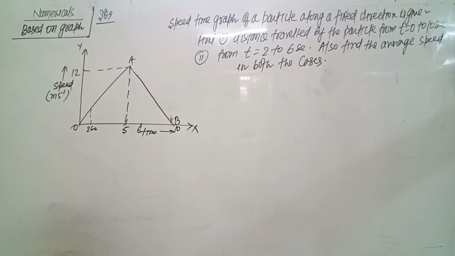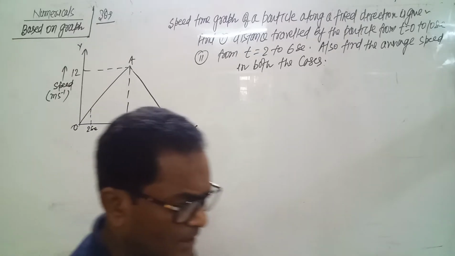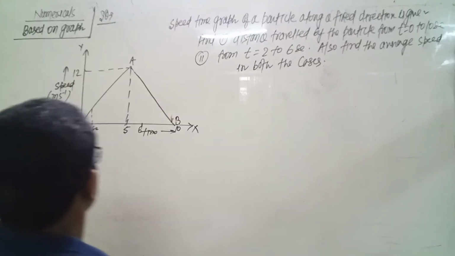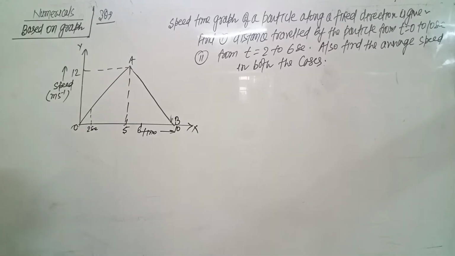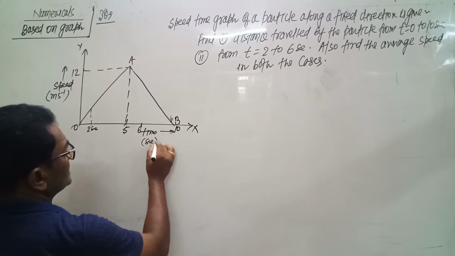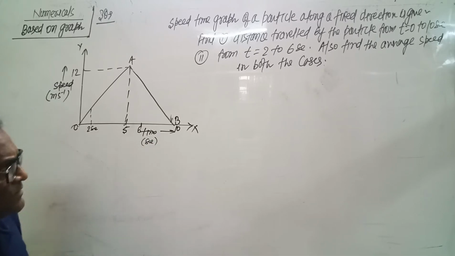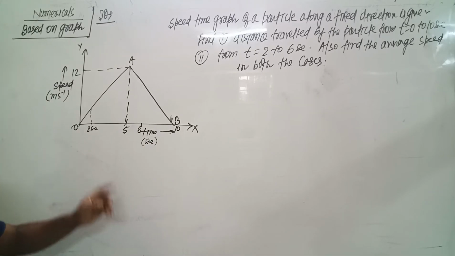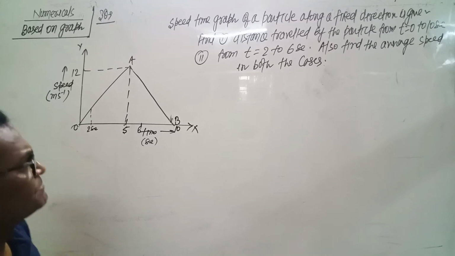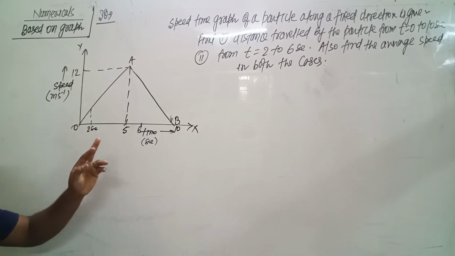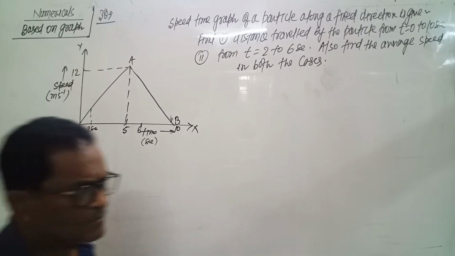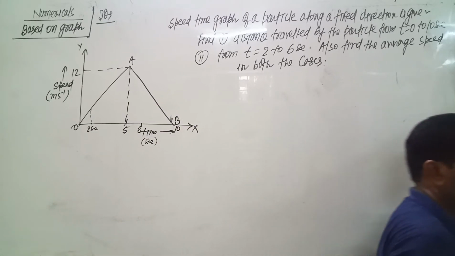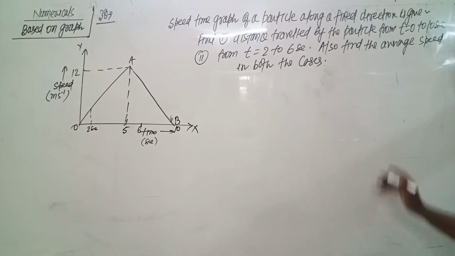We will continue the numericals based on graph. This is the third question. A speed time graph is given. Speed is in meter per second and time is in second. A speed time graph of a particle along a fixed direction is given. So we have to find the distance travelled by the particle from t equals 0 to 10 seconds.